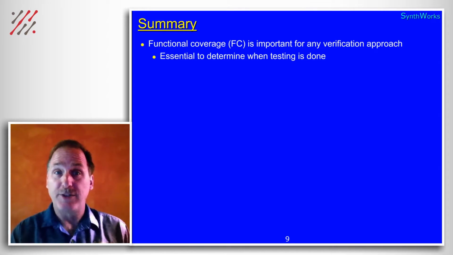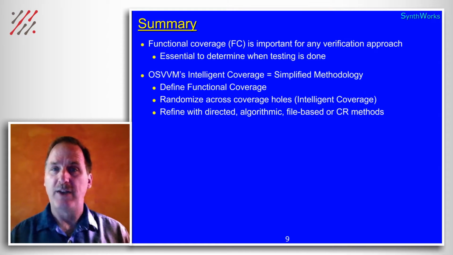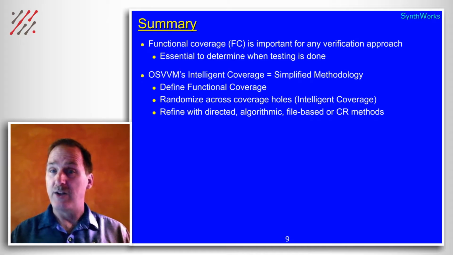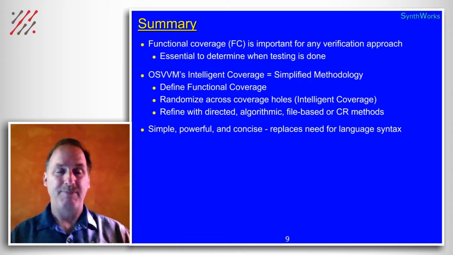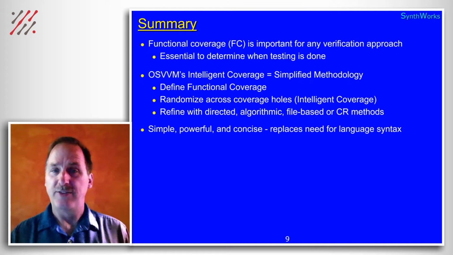Okay, so summarizing, functional coverage is important for any verification approach, and it's essential, particularly with randomization, to determine when a test is done. In OSVVM, we've built on top of our functional coverage model and created this intelligent coverage methodology. We call it intelligent coverage because it's basically an intelligent test bench methodology. Again, that methodology defines the functional coverage, we randomize across the coverage holes, and then we potentially refine with directed, algorithmic, file-based, or constrained random methods. And we can layer any of these because we're building directly on top of transaction test bench calls. The big takeaway is this: it's simple, it's powerful, and it's concise, and it replaces the need to add any additional syntax to the language.